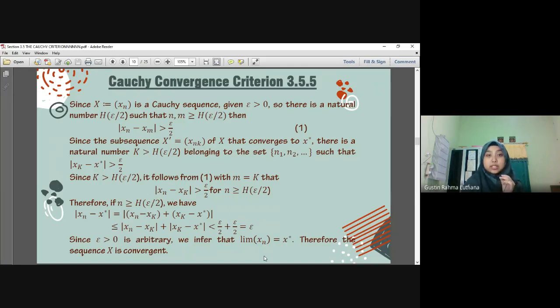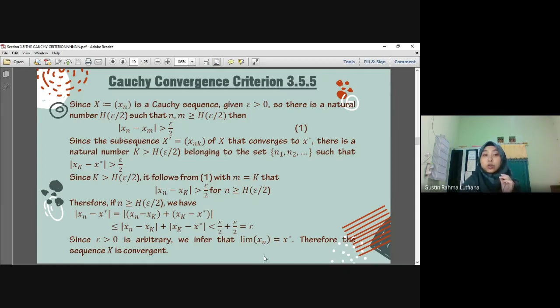And since the subsequence x prime, equal to small x n_k of x, converges to x star, there is a natural number K greater than H(epsilon/2) belonging to the set n1, n2, and so on, such that the absolute value of xK minus x star is less than epsilon over 2. And since K is greater than H(epsilon/2), it follows from equation 1 with m equal to K that the absolute value of xn minus xK is less than epsilon over 2 for n greater than or equal to H(epsilon/2).